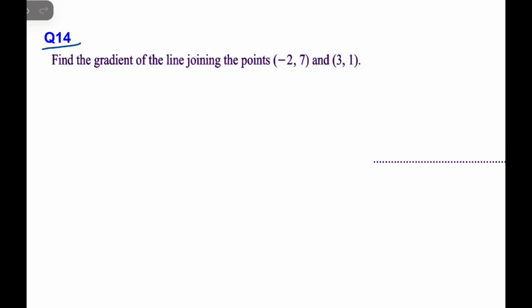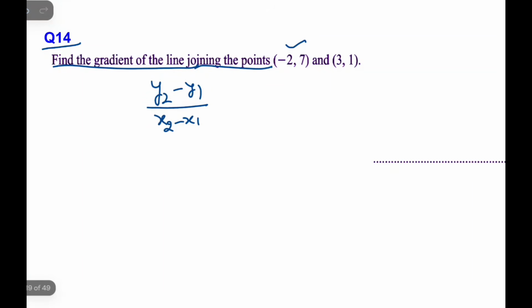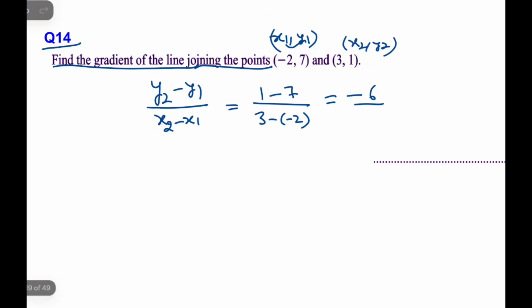Now question number 14, we have to find the gradient of the line joining the points minus 2, 7 and 3, 1. Now we know that for the gradient we have a formula of y2 minus y1 upon x2 minus x1. So this is x1 comma y1 and this is x2 comma y2. So this will be 1 minus 7 upon 3 minus minus 2. That means minus 6 upon 3 minus minus 2, which will be 5. So the gradient will be minus 6 upon 5.